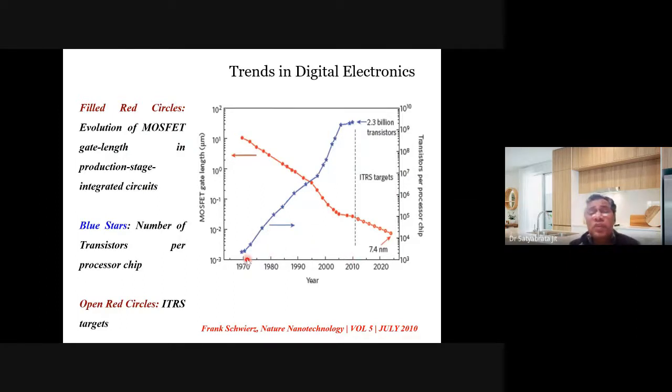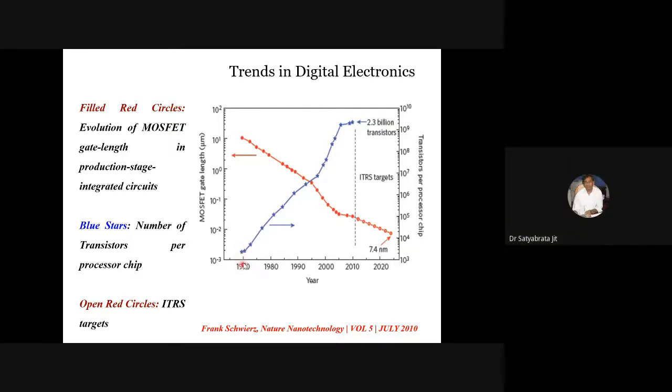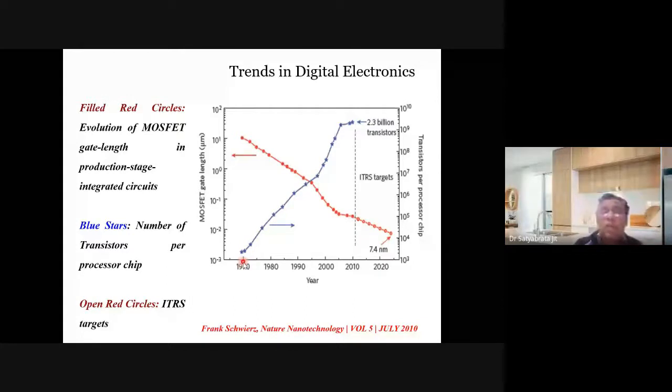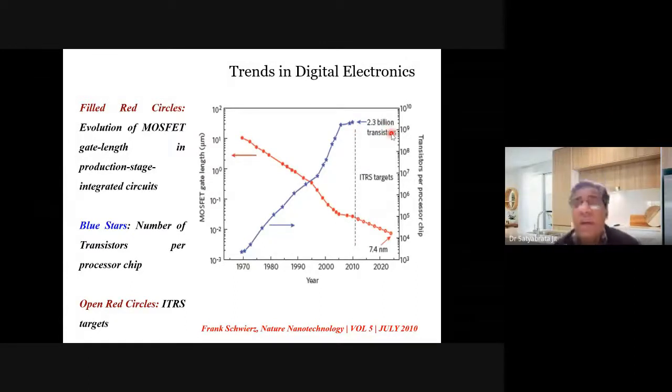If you consider the number of transistors, it was very few, around 10 in 1970, which in 2010 is 2.3 billion transistors, and now it is more than 4 billion transistors. And the channel length, we started around 10 micrometer, and now we have reached around 7.4 nano. I mean, we are talking about 7 nanometer technology. So that means a drastic change has taken place.